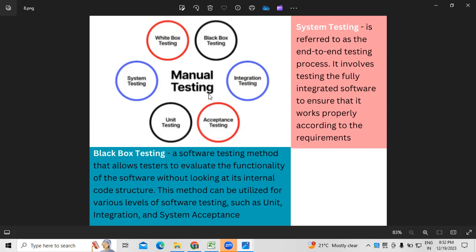White box testing majorly focuses on the internal code and structure, where we can evaluate the functionality. But when it comes to black box testing, it is not of that sort. You can evaluate the functionality, but without getting into the internal structure of the code written by the developers. So these are the two things: one is white box testing, and the second is black box testing.